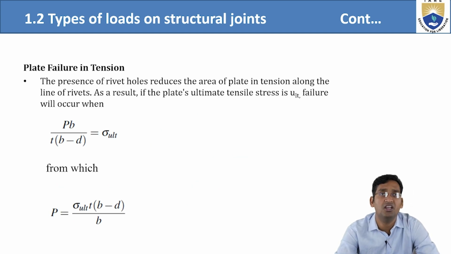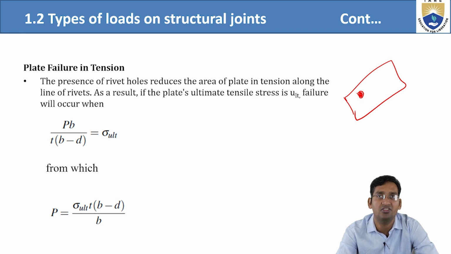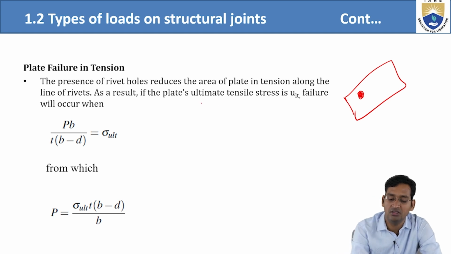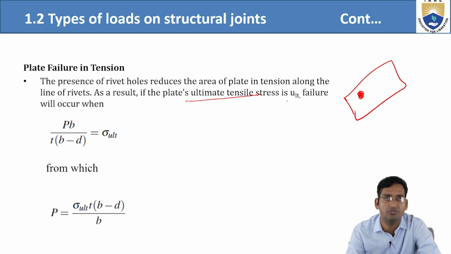Next is plate failure in tension. The presence of rivet holes reduces the area of the plate. So once we make the hole, what happens? The area of the plate gets reduced. Once we make the hole, this part gets removed, which means the total surface area is reduced. As a result, if the plate's ultimate tensile stress is sigma ULT, failure will occur when? Now there will be a lesser area, and the ultimate tensile stress depends on the area, so it will fracture or fail earlier.